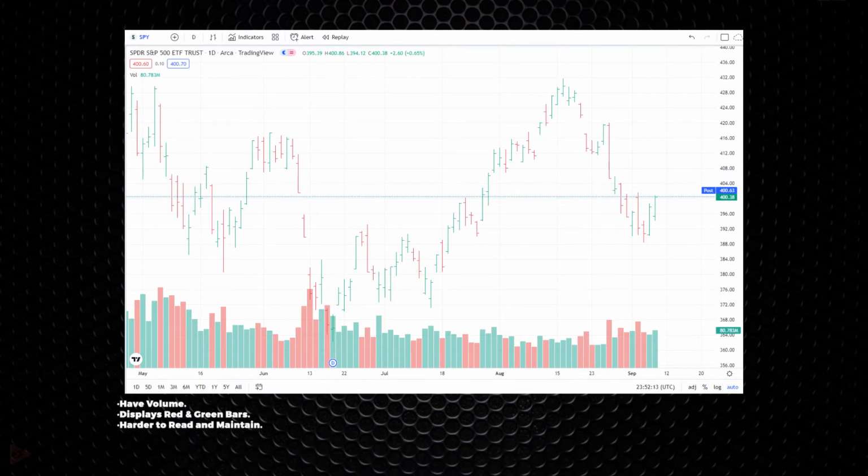A bit less easy to read, a bit harder to maintain, and it requires more space, especially if you're doing it by hand. However, the advantages are that it can give you a better sense of direction, you have a lot of precision, it's more versatile, and the volume is usually included in these charts. Oh, and in terms of definitions, the difference between the high and the low is called the range.